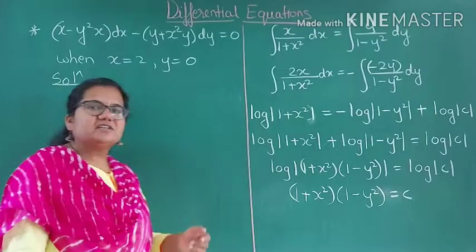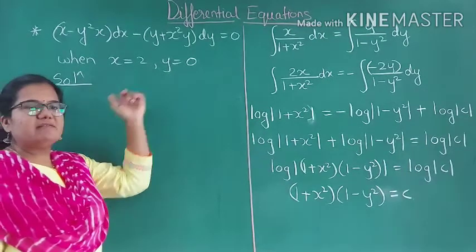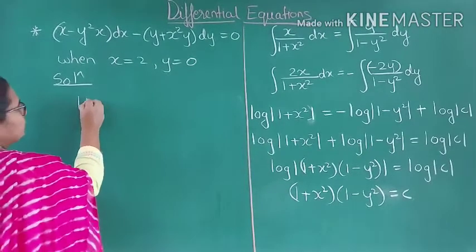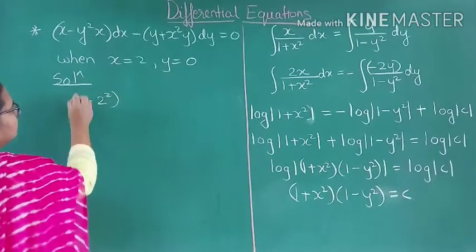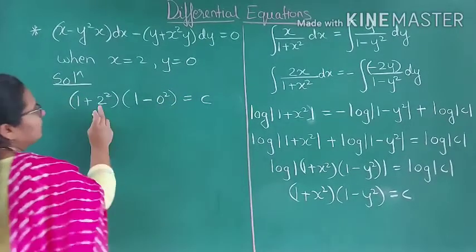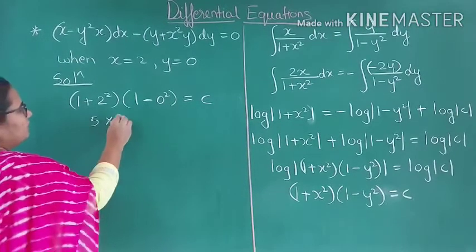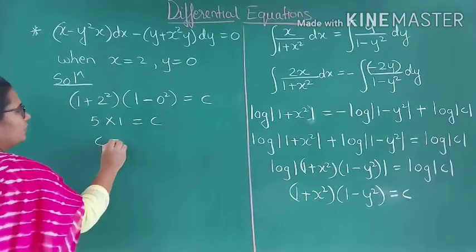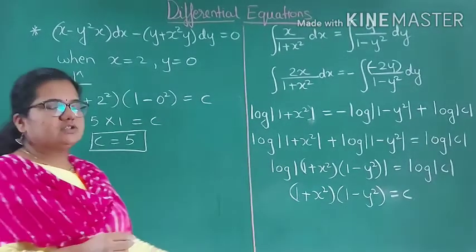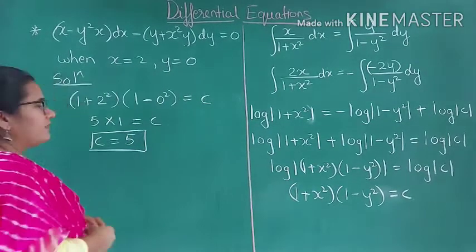Yes, so after finding the general solution, we will find the particular solution when x equal to 2 and y equal to 0. So let us substitute the value of x and y. So 1 plus 2 square into 1 minus 0 square is equal to c. 2 square is 4, 4 plus 1, 5. So here you have 5 into 1 equal to c. Therefore, c equal to 5. So you get the value of c for this at x equal to 2 and y equal to 0. You get the value of c as 5.